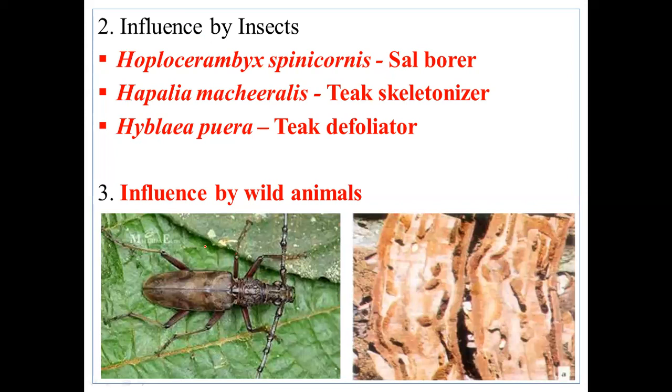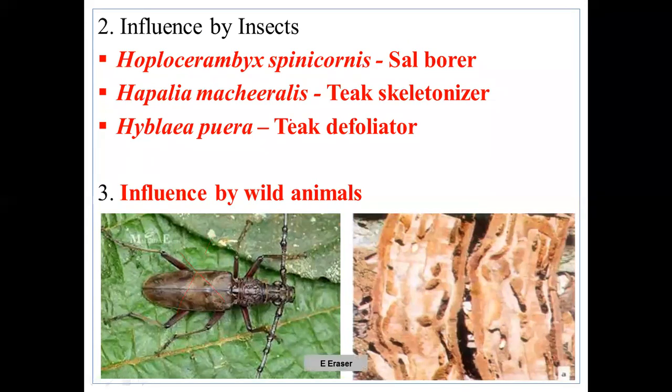This insect on the left side of the picture is Hoplocerambyx spinicornis. On the right side you can see how it makes the tunnel, and it causes the sal heartwood borer. It attacks the heartwood of Shorea robusta. In Shorea robusta we mainly look at the timber. If it is attacked like this, the inside will be hollow in nature. So that is one of the major insects causing the sal borer.